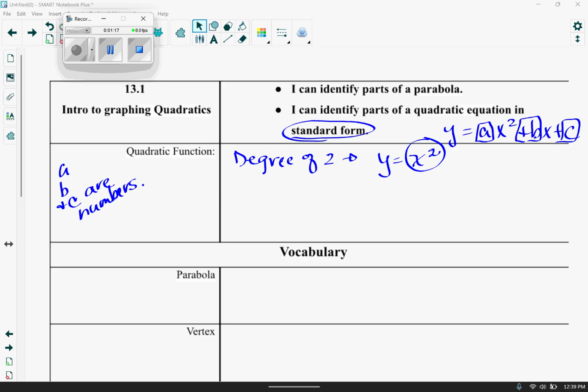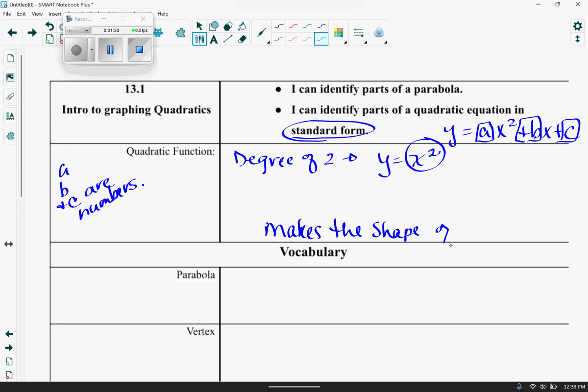So then, it also makes the shape of a parabola. Then you're saying, well, what is a parabola? Well, a parabola is a U-shaped function that is symmetrical.